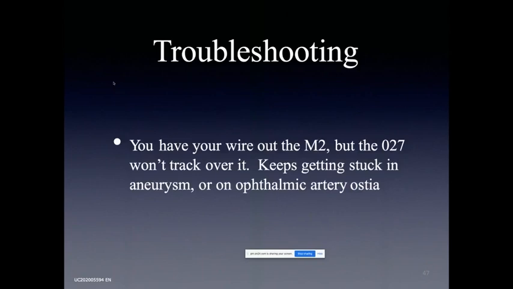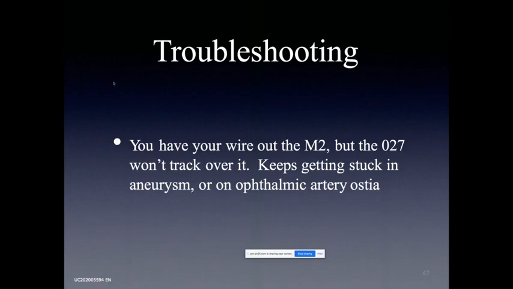Your wire is out into like the M6. It's so far out there, and the wire is just not enough support for the 027 to track. So what you do is you leave your wire there and you open up another wire to put inside the 027 next to the synchro. That's called the buddy wire technique.